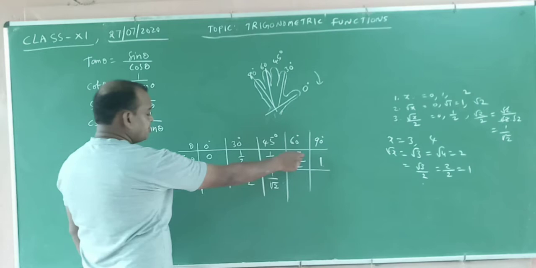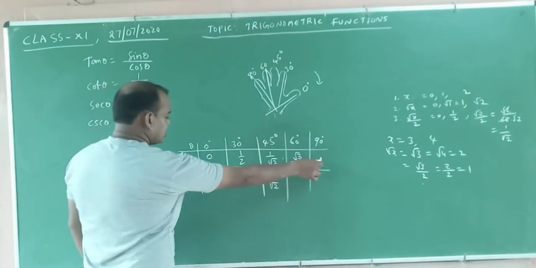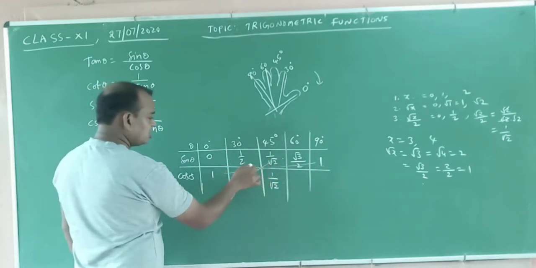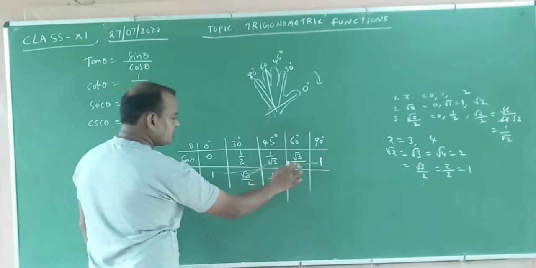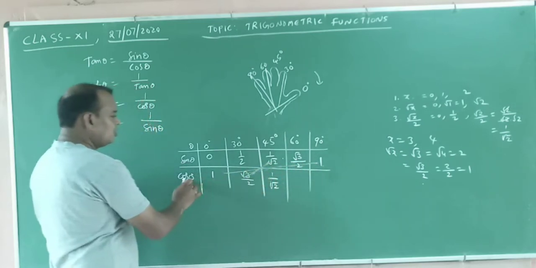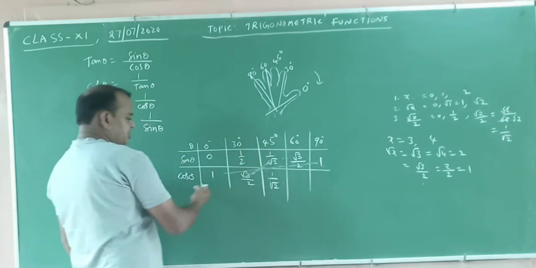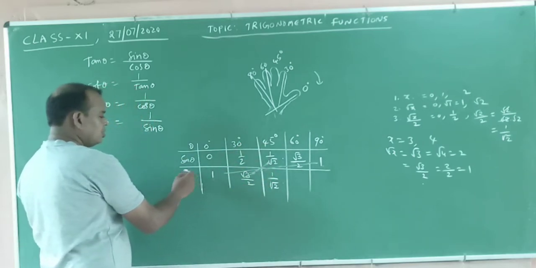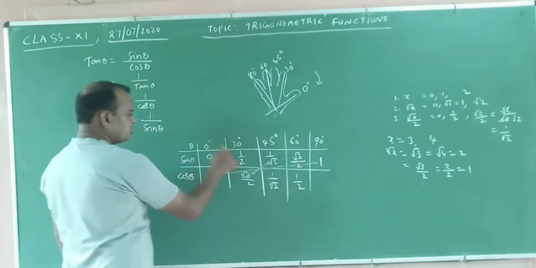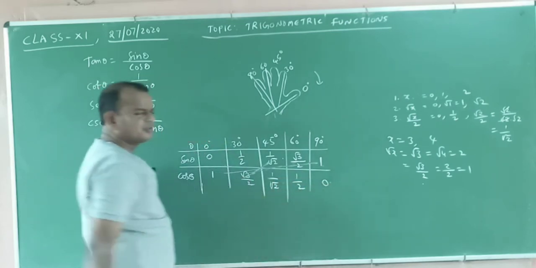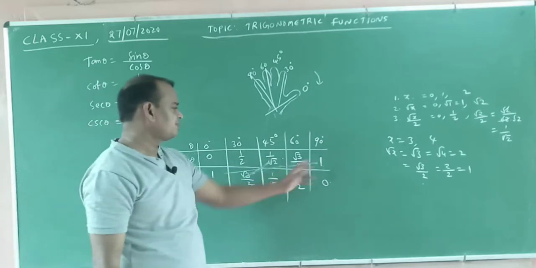Next cos 60 means this one, in reverse order we write here. Now cos 45 means 1 by root 2. Next cos 60 is nothing but 1 by 2. Next cos 90 means 0. Simple. You write the reverse order.